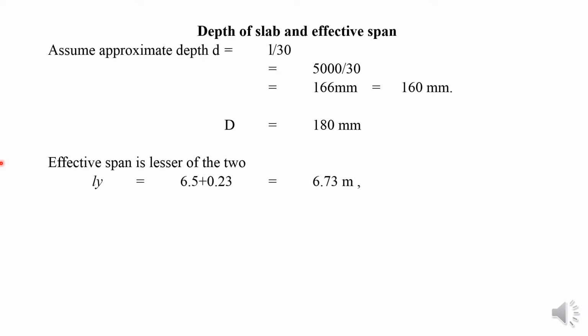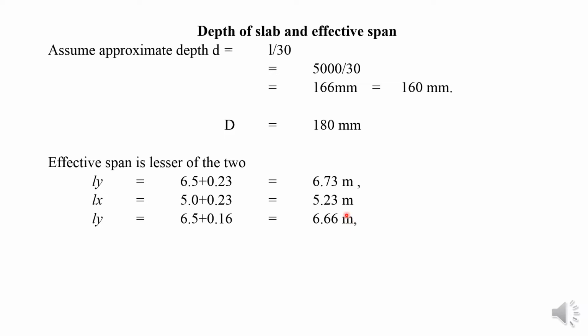The effective span is the least of the following. First, in the direction of Ly, we have to take 6.5 plus center to center support divided by 2 plus center to center divided by 2. That will be equal to 6.73. Then Lx: 5 plus 0.23 support, that is 5 plus 0.23 divided by 2 plus 0.23 divided by 2. That will be equal to 5.23.